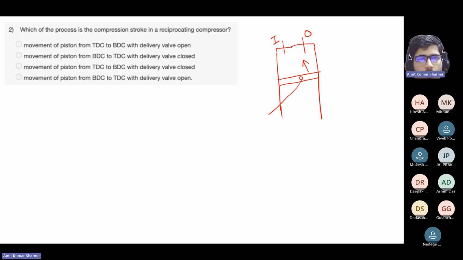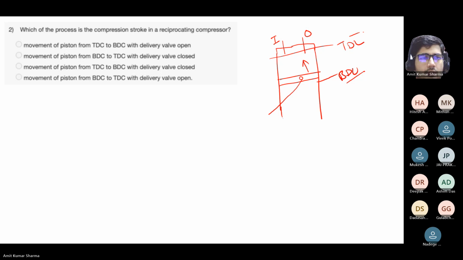Suppose this is the top dead center and this is the bottom dead center. The piston will not go below the bottom dead center and will not go upward from the top dead center. So these are the limits. TDC and BDC are the limits of the piston movement. TDC is the highest point up to where the piston can go. The BDC is the lowest point up to where the piston can go.